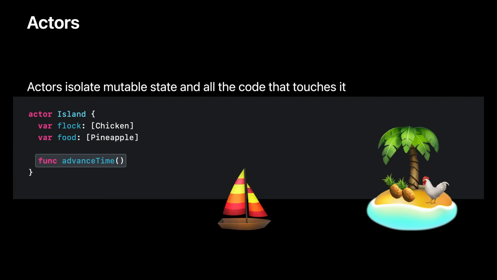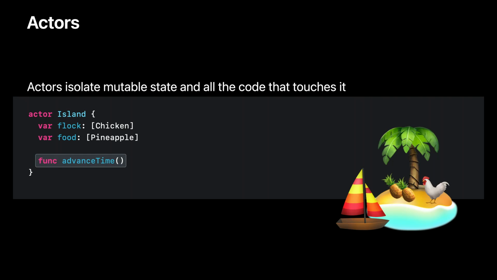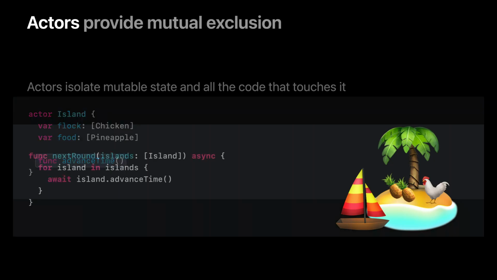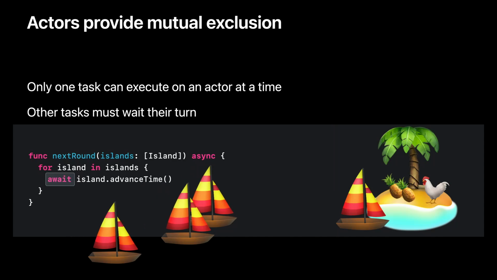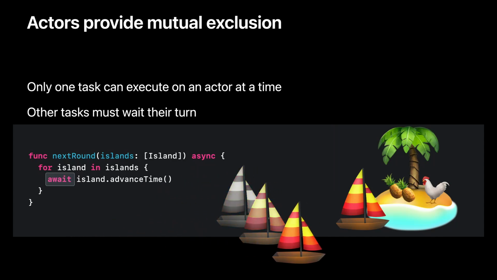To actually run code on an island, you need a boat. A boat can visit the island to run code on the island, at which point it has access to that state. Only one boat can visit the island to run code at a time, which ensures that there is no concurrent access to the island state. If other boats show up, they must await their turn to visit the island.